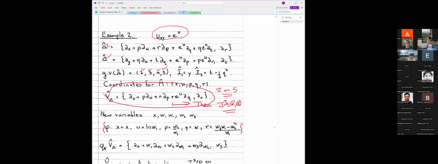Here's a change of coordinates, a diffeomorphism: X equals x, u equals log w, p equals w2 over w1. If you push forward this distribution here by this diffeomorphism, you get this. That's exactly the contact distribution on J3(R,R). So one of the things I like to do, I use my computer software all the time to first calculate abstractly what these distributions look like, and then I use the software to straighten them out and put them in standard form.